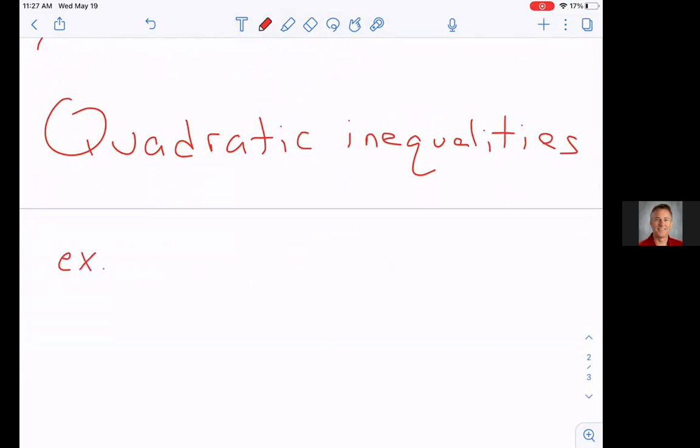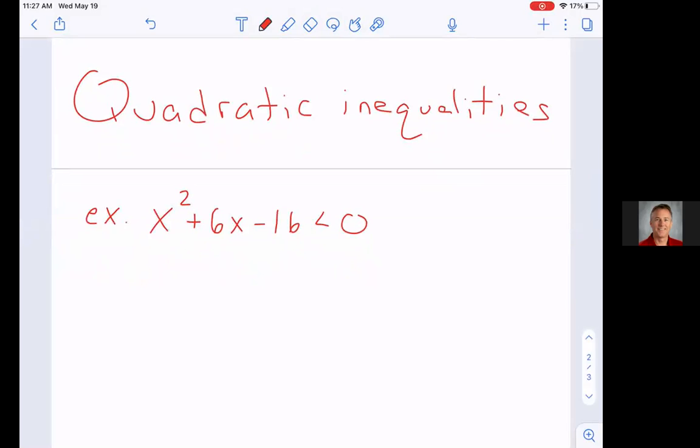Let's say we had x squared plus 6x minus 16 is less than 0. All right, so it's quadratic because of this. It's an inequality because of that. And what we're trying to do is just find the numbers that would make this true. There's a number of numbers. So our answer is going to be like a section of numbers.